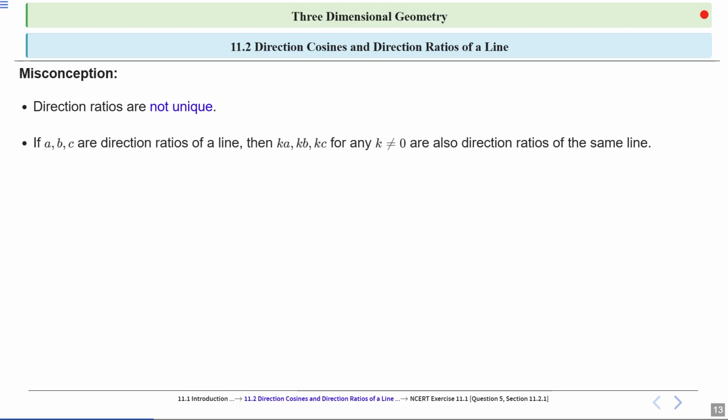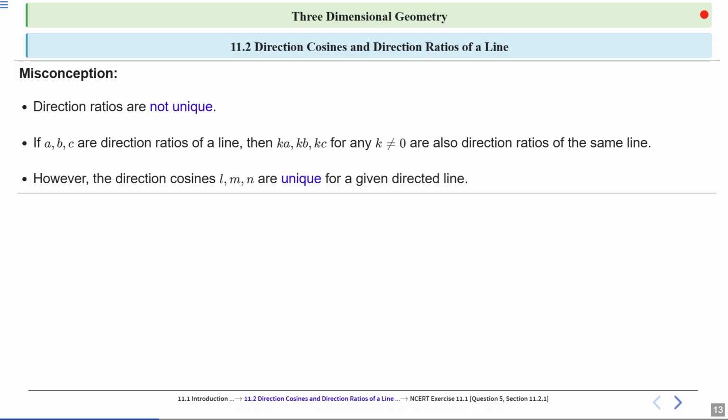If A, B, C are direction ratios of a line, then K times A, K times B, and K times C for any K not equal to 0 are also direction ratios of the same line. However, direction cosines, which we usually write as L, M, N, are unique for a given directed line.